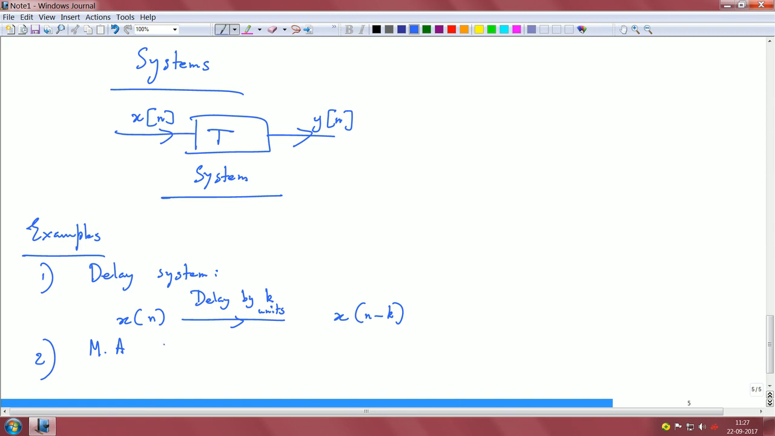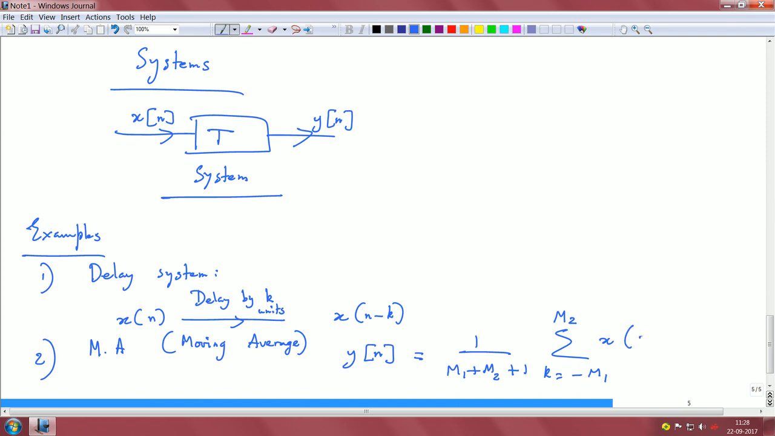We can have a moving average system. And what is this moving average system? This can be described by this equation. The output is basically a moving average of the input over a window of m1 plus m2 plus 1 units, right. There is something in the past, there is something in the future, and I just take an average and I basically get a moving average, a running average.